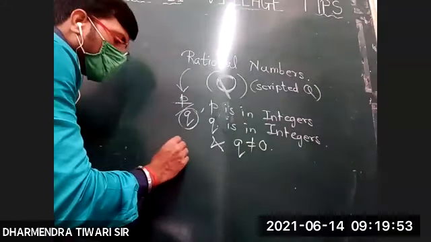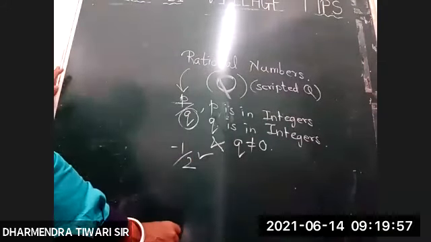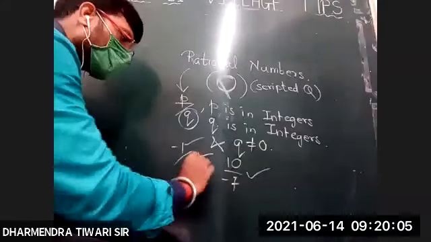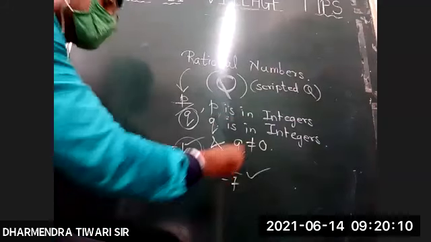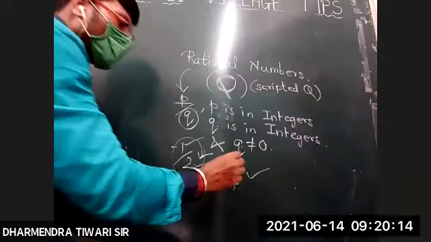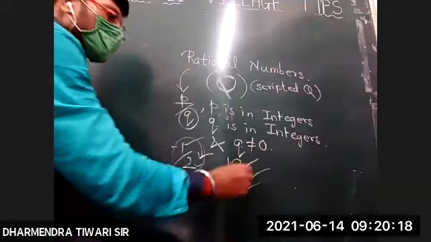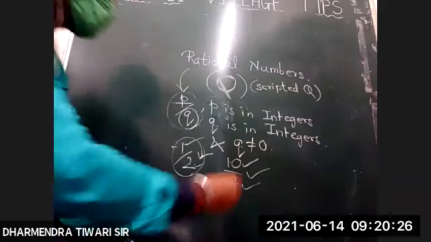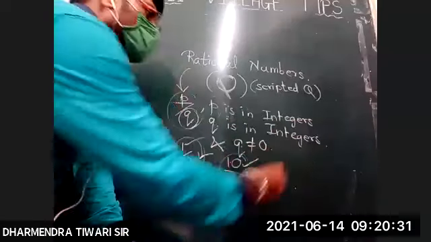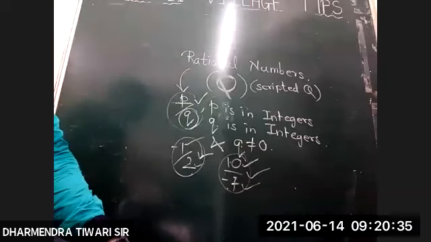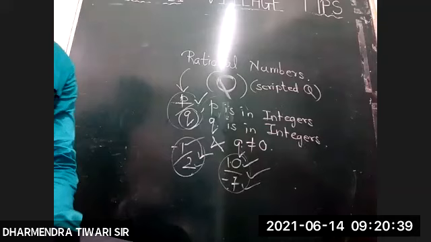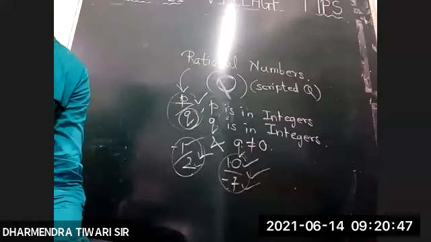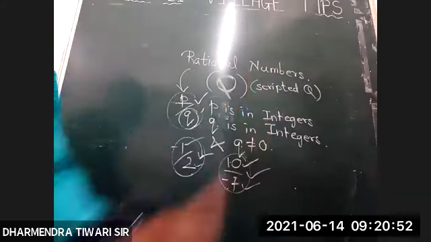For example, a number of the form, say P is minus one, Q is two. Yes, it is of this form. Minus one is integer, two is integer, so it is satisfying the condition, and Q is not equal to zero. Hence it is a rational number. Similarly, 10 upon minus seven: 10 is an integer, minus seven is also an integer, so it is of the form P by Q with this condition. So even this is a rational number. Any number of this form is a rational number. So this is the definition: numbers of the form P by Q are called rational numbers, with P and Q both integers and the condition that Q should not be equal to zero.